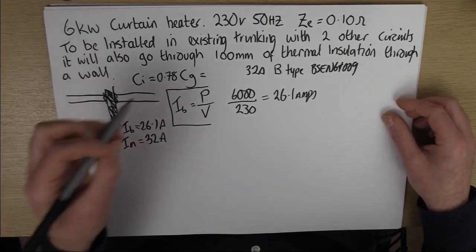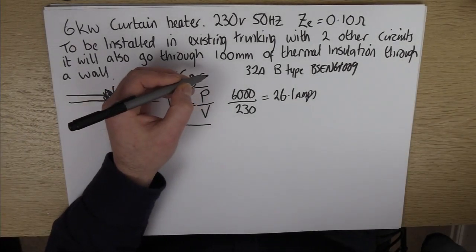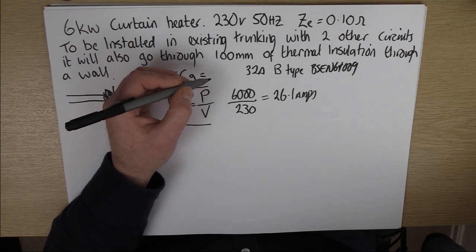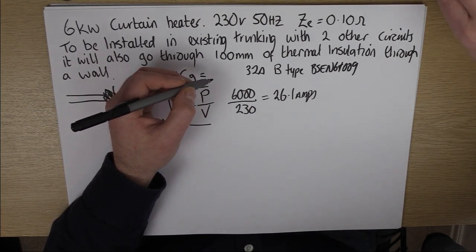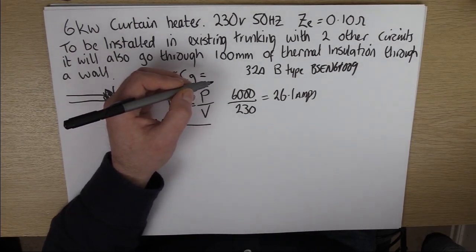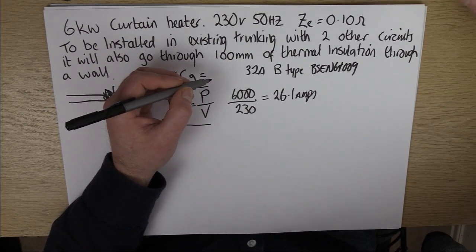The grouping factor, as it was before, it's table 4C1, which is at the back again. Appendix 4. Oh, come on. I wish I was faster at flicking pages. Well, I mean, I know what it is. It's going to be the same, isn't it? It's 0.7. There we go.